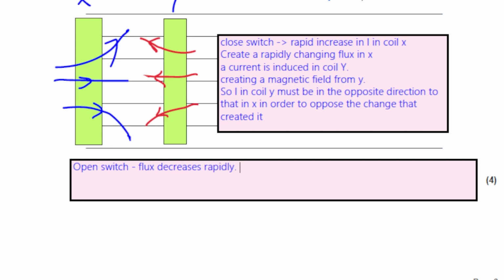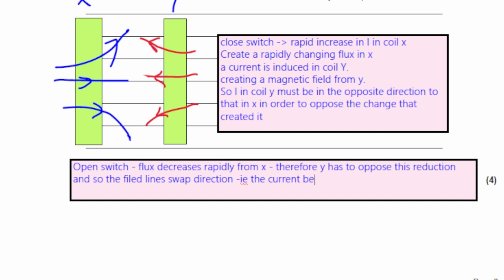Rapidly. This means that the flux lines in Y must be the other way round, going from left to right, because they have to act to oppose the change that created them, and the change that created them is a decrease in flux. So they have to flip over the other way to try and build the flux back up. So open the switch, flux decreases rapidly from X. Therefore, Y has to oppose this reduction, and so the field lines swap direction, i.e. the current becomes clockwise. And that's that.